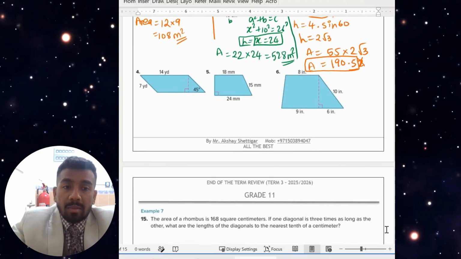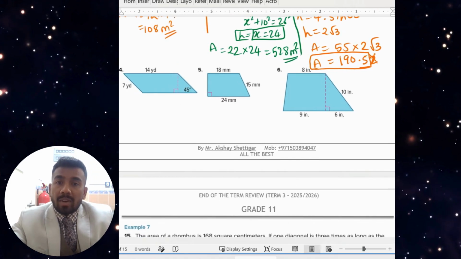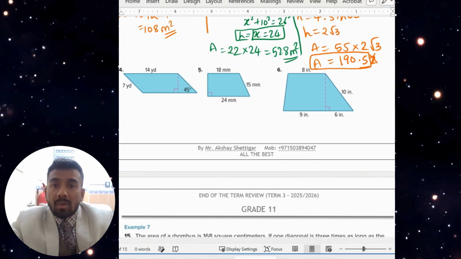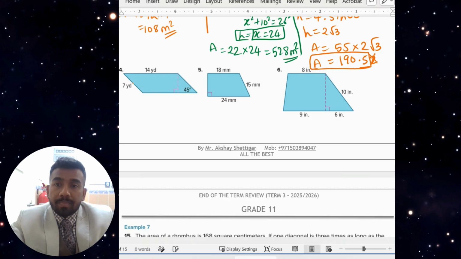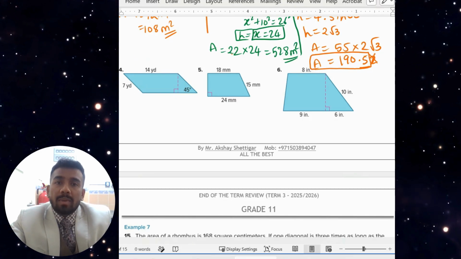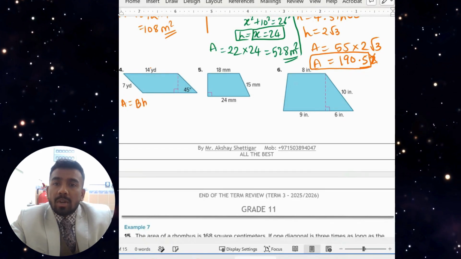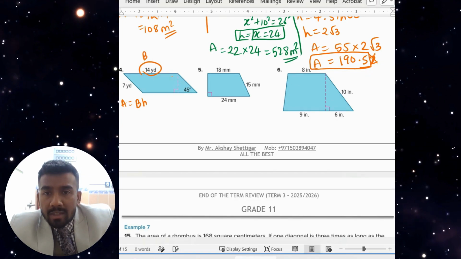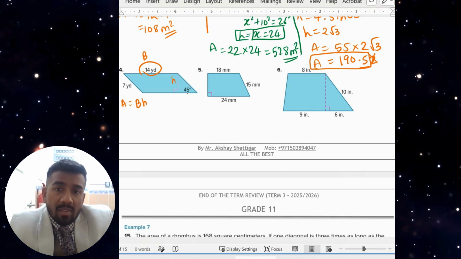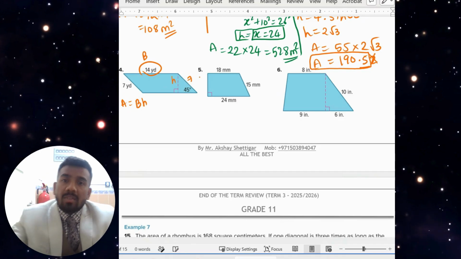Now let me zoom in a little bit. Let's go ahead and find the area for this parallelogram. It's one and the same because this parallelogram also looks the same. What's the area of a parallelogram? A equals B times H. Now what is B? That's your base. And what's your height? This is your height. To find this height, they have given this 45 degrees and they have given you 7. 7 means here also 7.